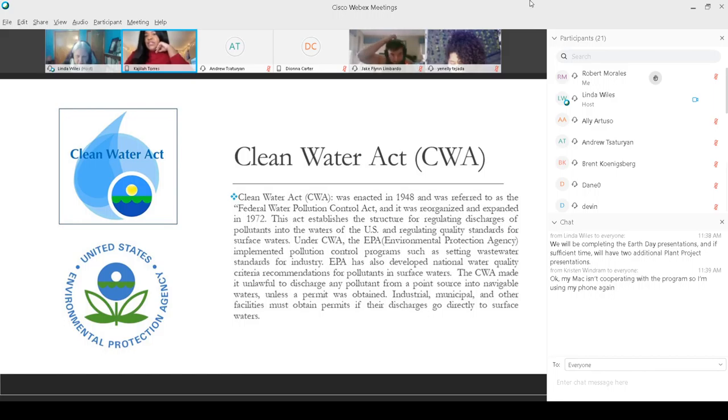So this act establishes the structure of regulating discharges of pollutants into the waters of the U.S. and regulating quality standards for surface waters. So under the CWA and the Environmental Protection Agency, they implemented pollution control programs such as setting wastewater standards for industry. And the EPA has also developed national water quality criteria recommendations for pollutants in surface waters, and the CWA made it unlawful to discharge any pollutant from a point source into navigable waters.